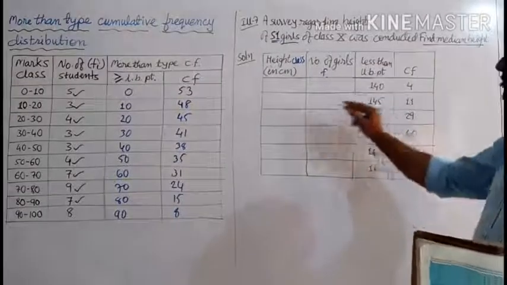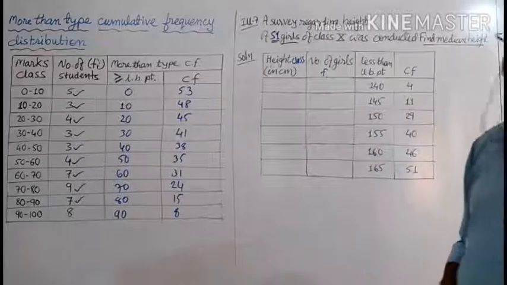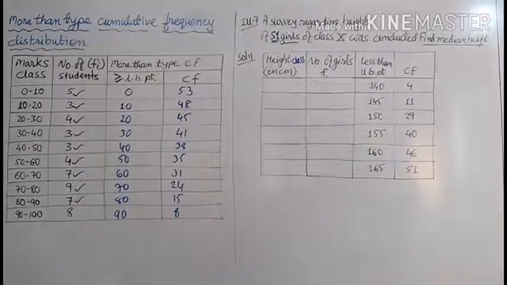Here, less than upper boundary points and cumulative frequencies are given. Our question is to find the class first of all. So let us find out the class interval.